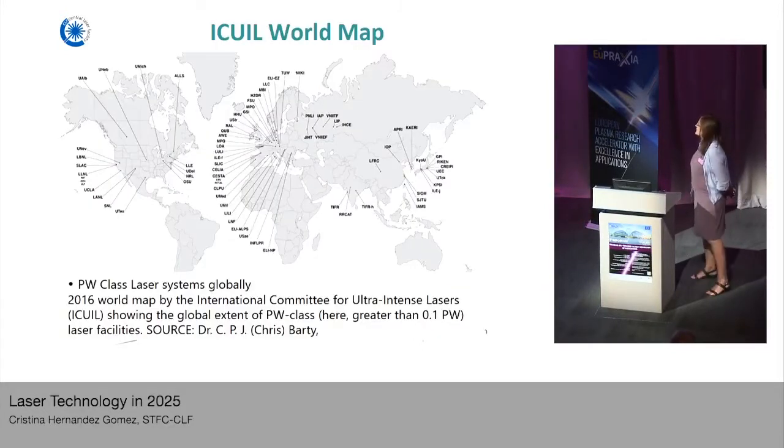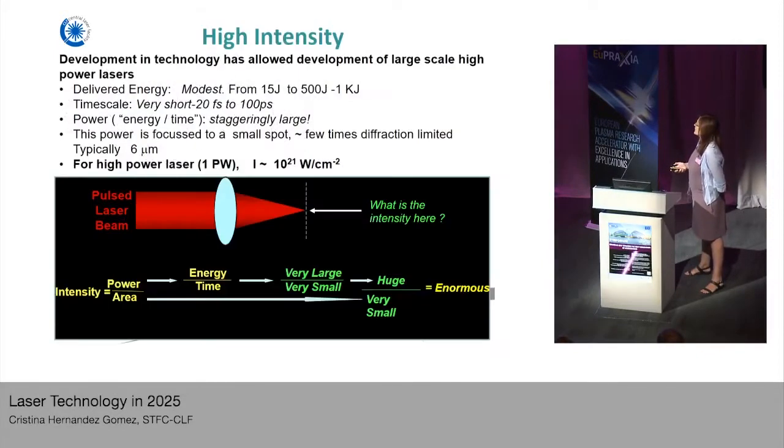So let me start with this map. This is a map that is generated every 2 years by the ICUIL committee. And if you had seen this map a few years ago, you could see 3 or 4 points. But in the last few years, the number of what we call ultra-intense lasers has really exploded. You can see there that it's a really growing field. It would be impossible for me to go through all the different technology that people are employing in 30 minutes, but it's just to highlight that it's a growing activity.